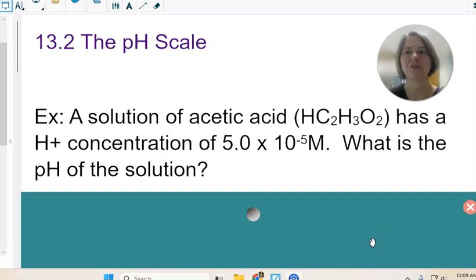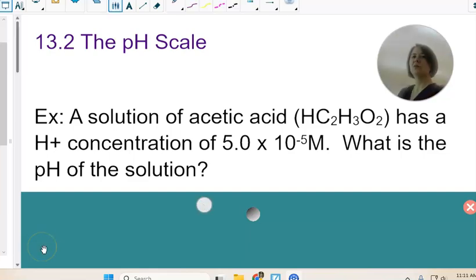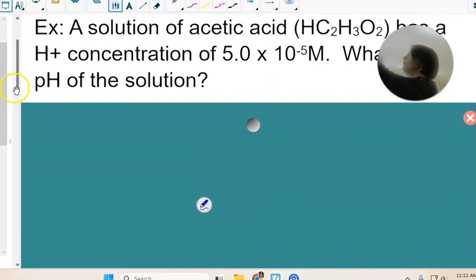Okay, now we're going to solve some problems. Yay! Please write this down. A solution of acetic acid, HC2H3O2, has a hydrogen concentration of 5.0 times 10 to the negative fifth molar. What is the pH of the solution? All right, so write that down and find a calculator. Okay, wonderful. You should have this written down and you should have a calculator.